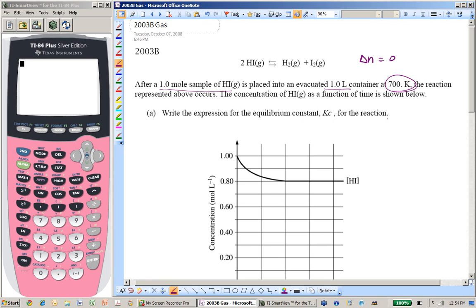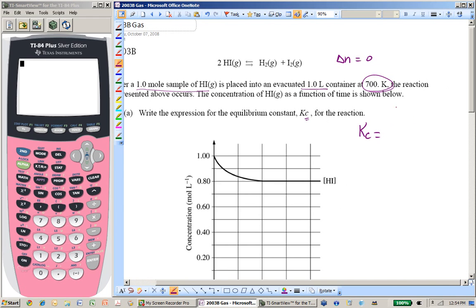Well, all right, that doesn't really have anything to do with the graph, but I can do that. So Kc is equal to, and they want the C, so they're talking concentrations, so square brackets are appropriate here. [H2][I2] over [HI], where the square brackets represent concentration in moles per liter. Don't forget to square it because of that 2 sitting right there.